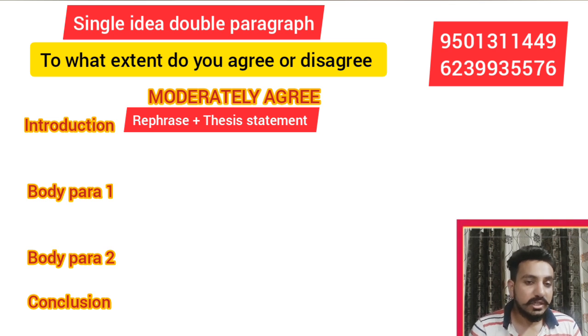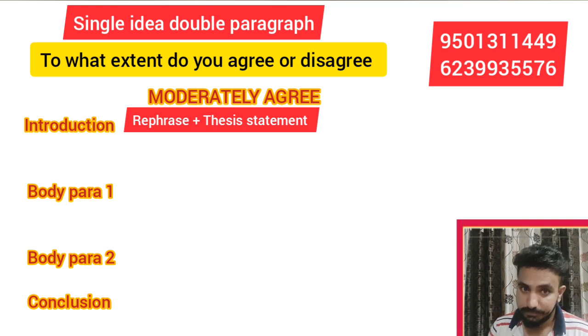If you agree with the statement that education should be free for students, and if you completely agree, then you have to give one idea in each paragraph of the same side. You can write one paragraph on that side. And if you completely disagree, it is the same thing: you have to write the disadvantage idea in both paragraphs, a single idea in both paragraphs, right? But what if you are moderately agree?